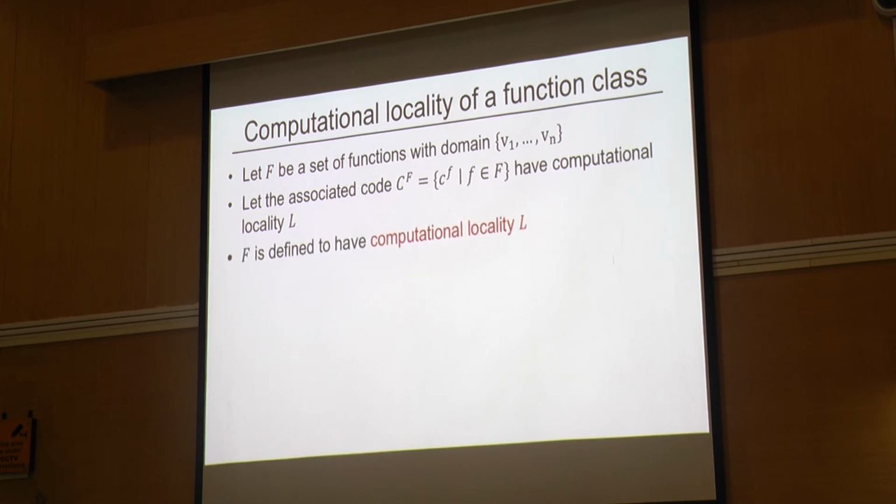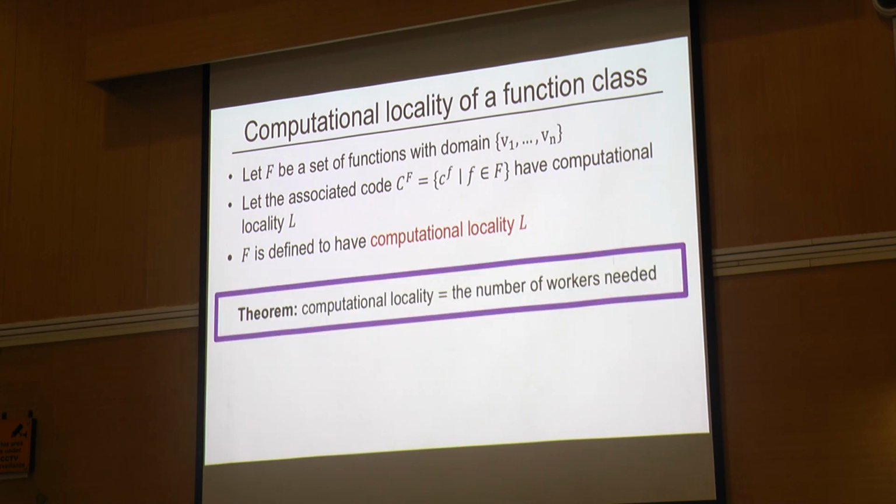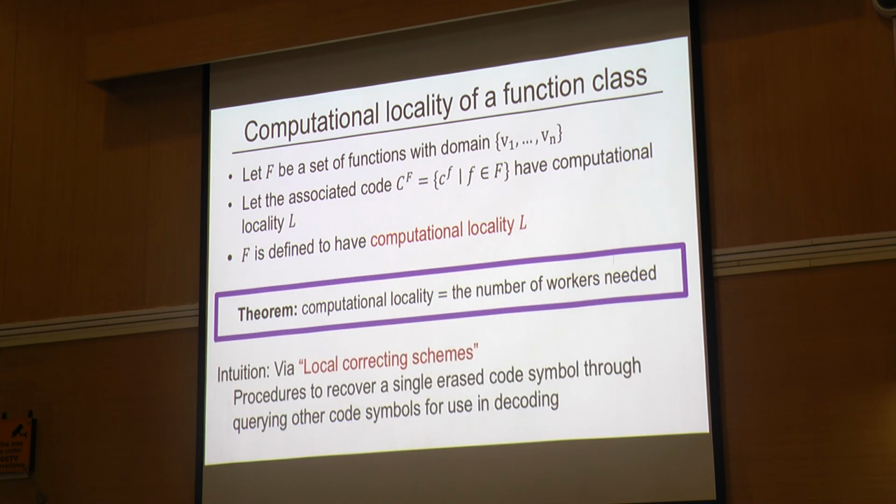Okay, so we are saying that it has computational locality L, and it turns out that this computational locality L very nicely maps to the minimum number of workers needed. As you saw, there is a direct correspondence, right? So you can recover any K using L of them where S can straggle. So if the code word is like that, then you can reconstruct with this L number of workers, right? So basically this is done via what is called a local correcting scheme.